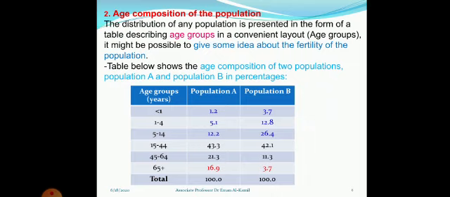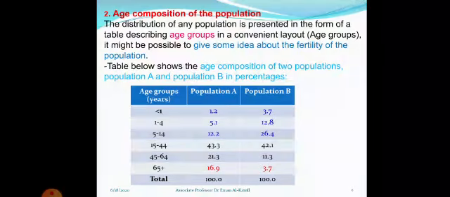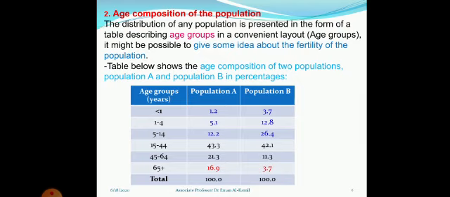For example, in this table we can see there are two populations, population A and population B. They are divided into different age groups, and it is displayed in percentage. So we can know the percentage of each age group in each community, especially if you want to compare between two communities.